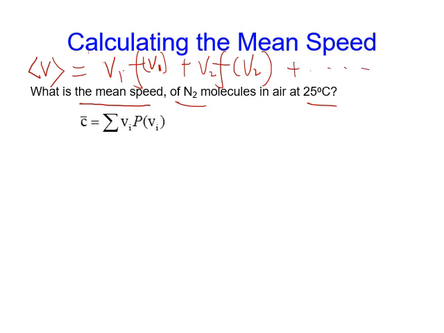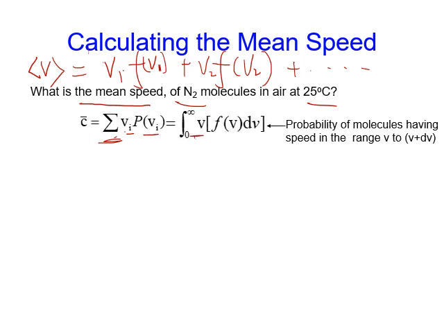One way to simplify is to use this symbol, the summation of individual speed times the fraction, or the probability, of having this speed, added together. Now, if the speed distribution is a continuous function, in calculus this becomes integration: individual speed times the probability of a molecule having this speed, added together from the lowest speed to the highest speed. So that's integration.